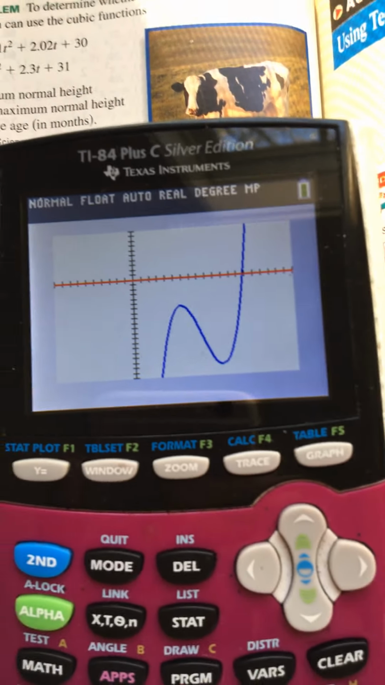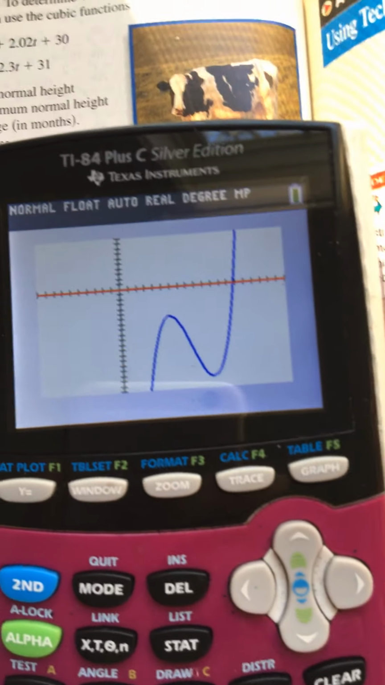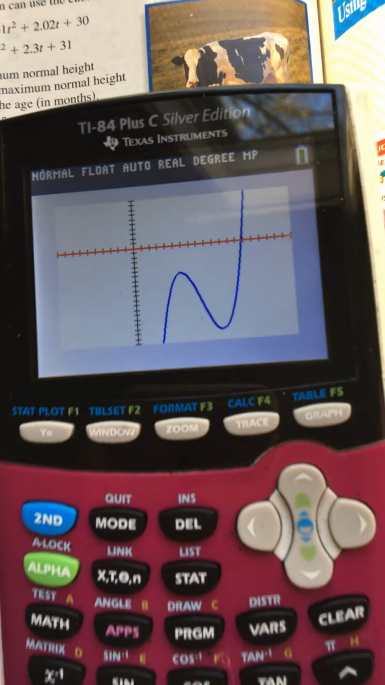Okay, so that maybe almost is cheating, but anyway, it's not cheating. You're showing that you know calculator skills, which are also important.